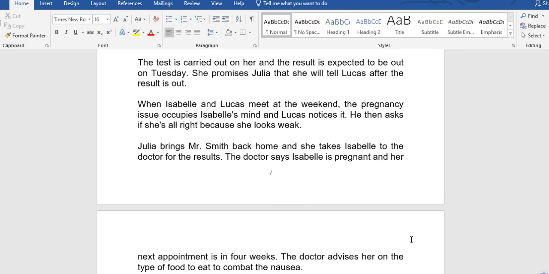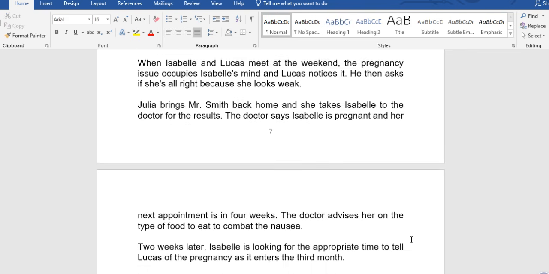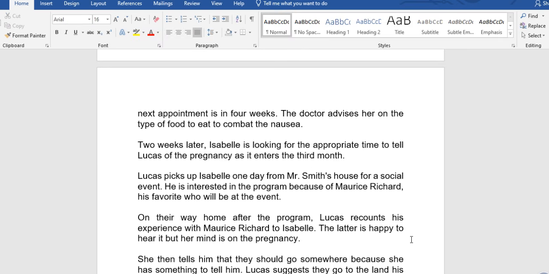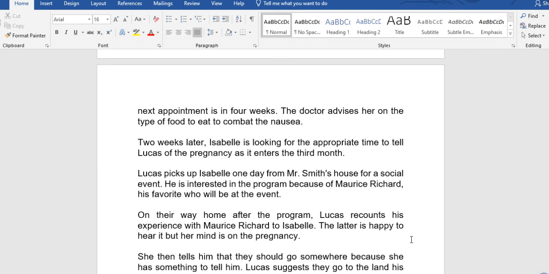When Isabel and Lucas meet at the weekend, the pregnancy issue occupies Isabel's mind and Lucas notices it. He then asks if she's alright because she looks weak. Julia brings Mr. Smith back home and she takes Isabel to the doctor for the result. The doctor says Isabel is pregnant and her next appointment is in 4 weeks. The doctor advises her on the type of food to eat to combat the nausea.